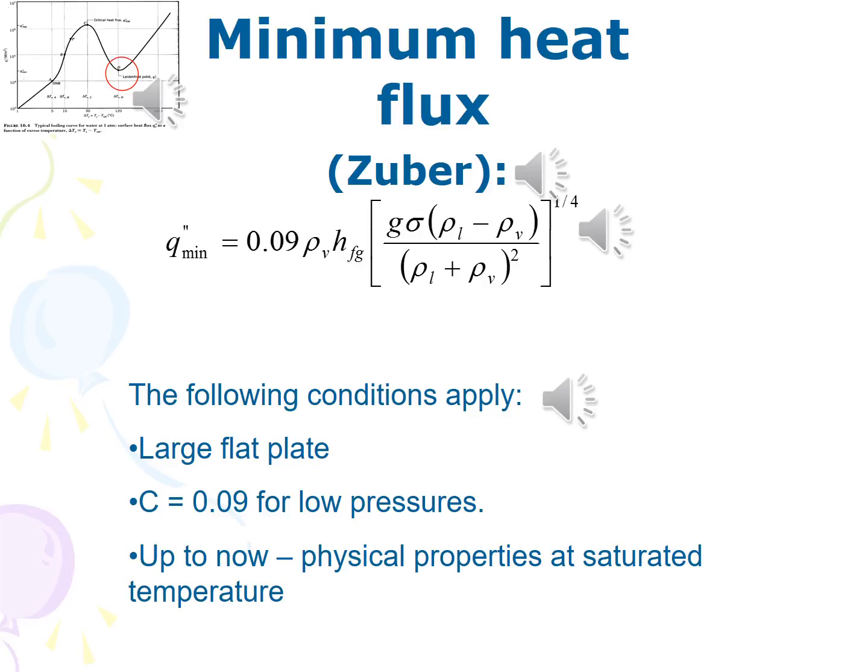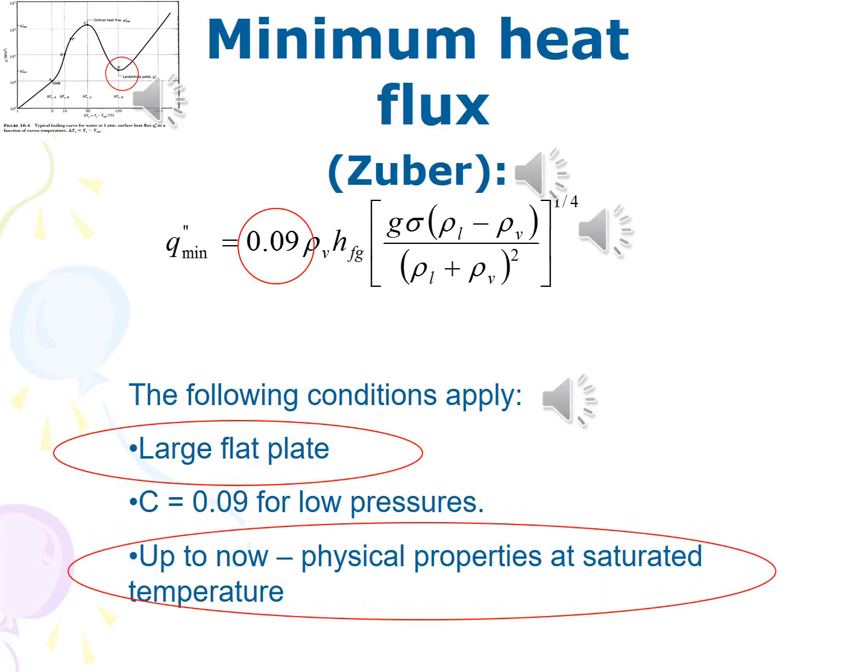Also note that, as the boiling curve is for water, these values are for water only. The minimum q can be calculated directly without the help of Newton's law of cooling. The correlation only holds for a large flat plate, and only for low pressures as C has a value of 0.09. For the nucleate boiling, critical heat flux and minimum heat flux correlations, saturated temperatures are used to calculate physical properties. Check the examples in the textbook to confirm this.